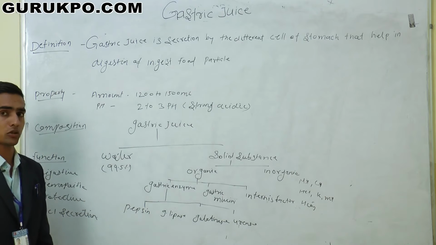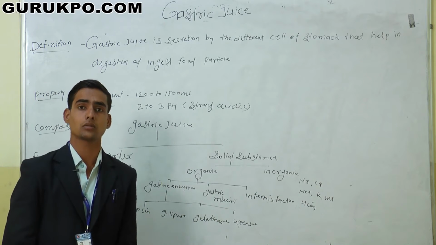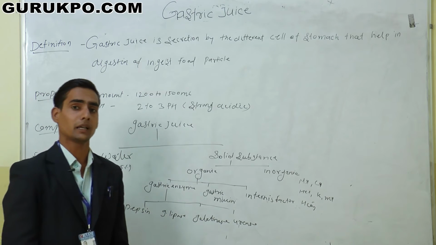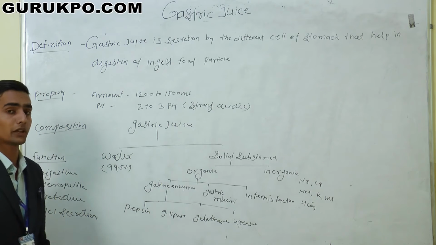Our body has a stomach. The stomach is responsible for the secretion of gastric juice. The stomach has four parts: fundus, body, antrum, and pylorus. Different parts have different functions.